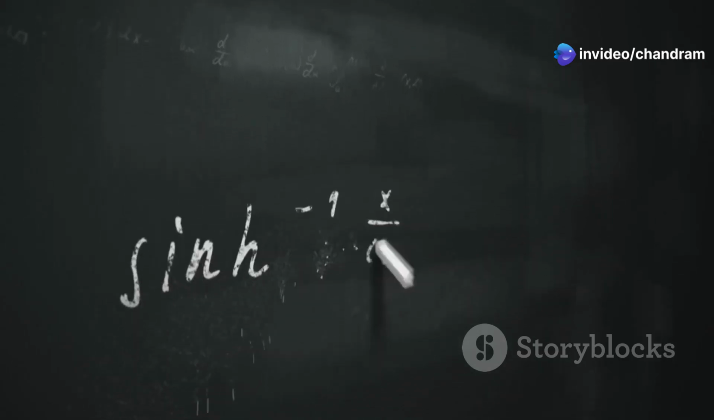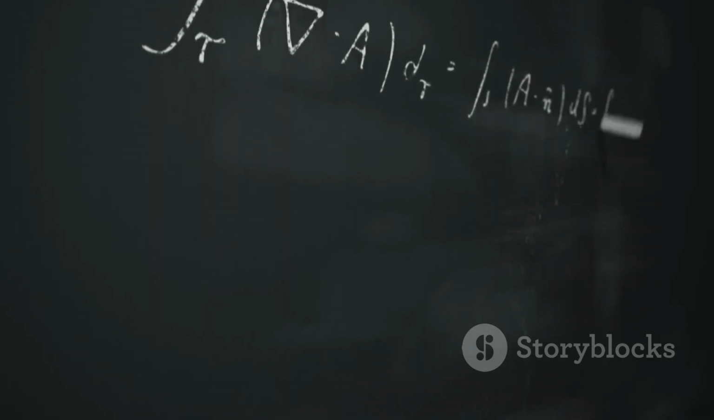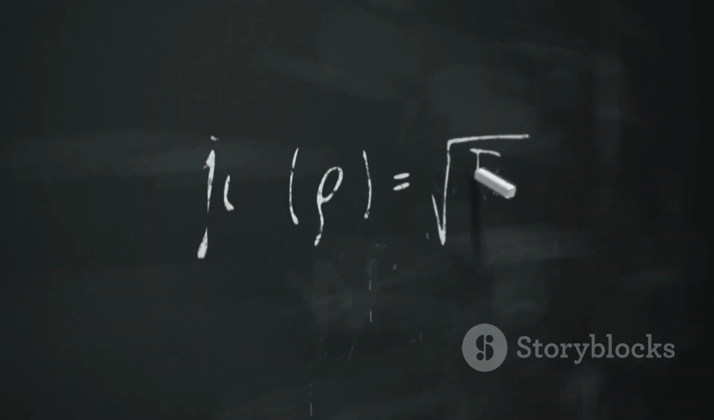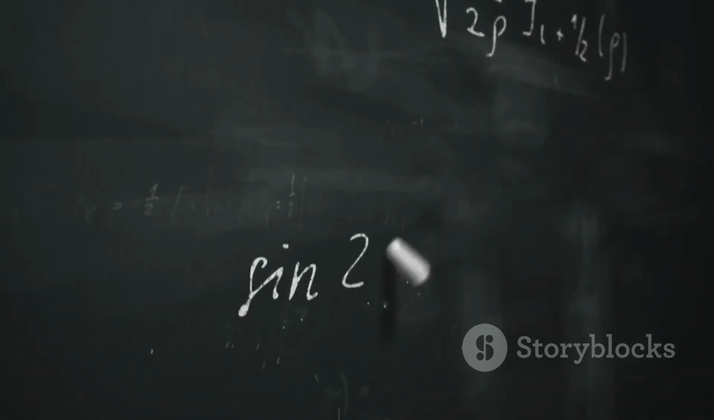The angle at which light hits the surface of the new medium and the angle at which it bends are crucial to understanding Snell's law. Here's the equation: n1 sin θ1 equals n2 sin θ2. This equation helps us quantify the relationship between the angles and the refractive indices of the two media.